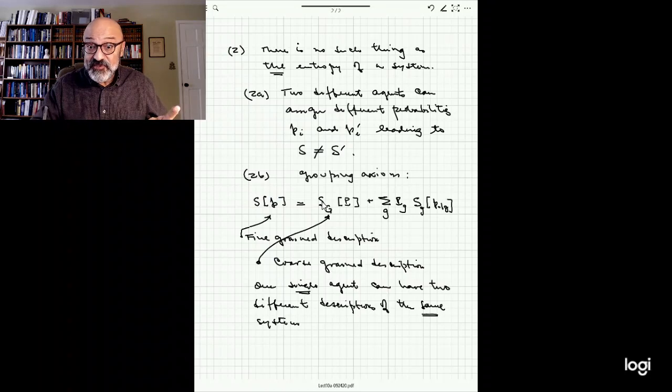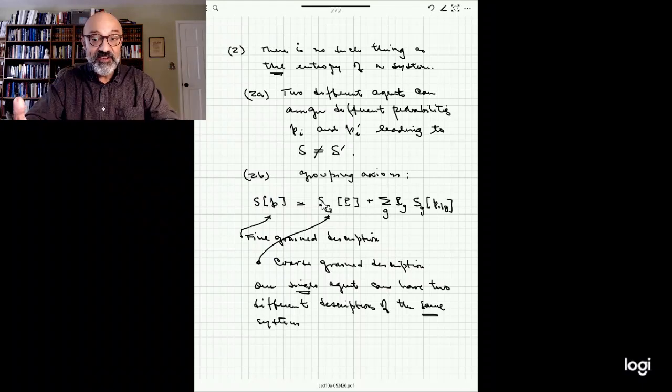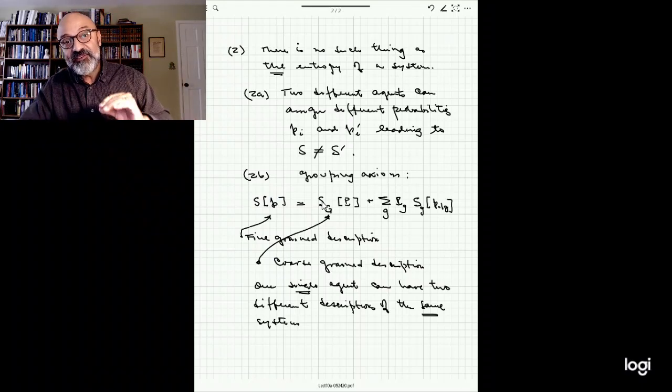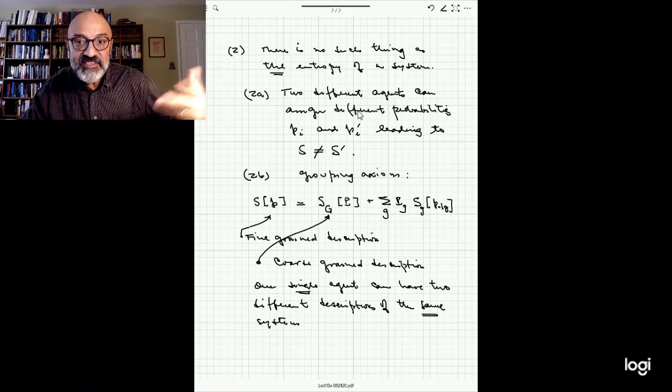And the two descriptions get different entropies. So this is very crucial. It's not so much what the system is doing. Who cares what the system is doing? It's how you describe it. So in this case, the entropy is a property of the description. In the case 2a, it was a property of the agent's state of knowledge.